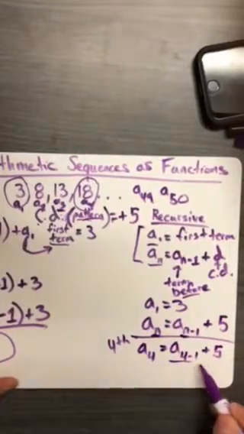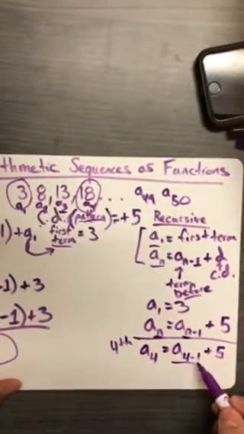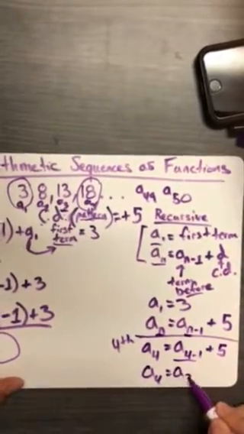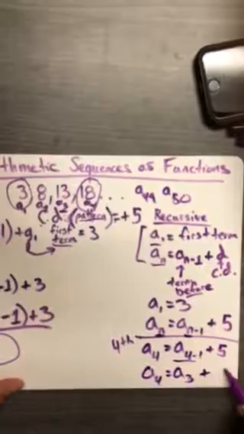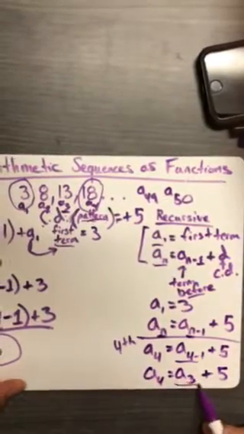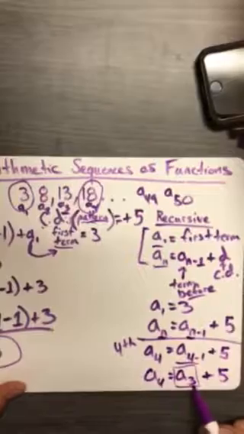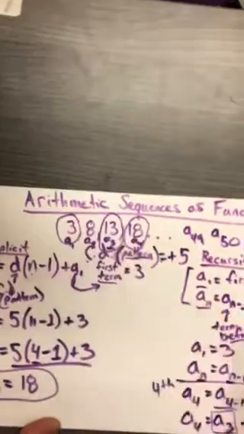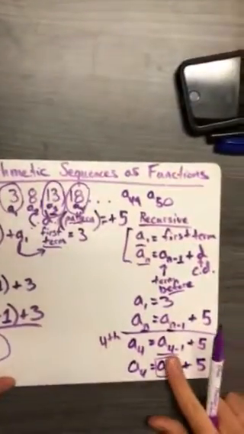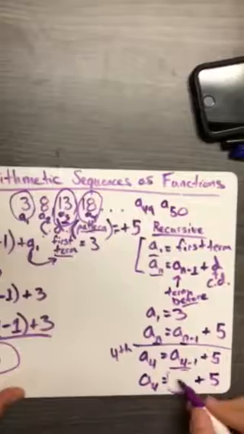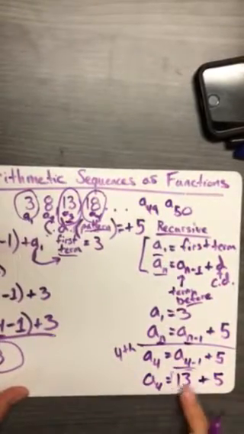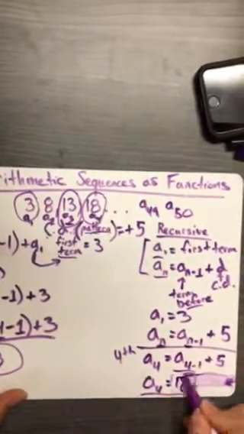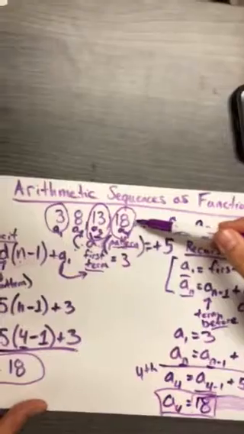This looks confusing, right? We still have a variable in here, but what you need to do is simplify a sub 4 minus 1 to a sub 3, because 4 minus 1 is 3, plus 5. What term do you need to know in order to find your fourth term? The term before it, which would be the third term. We look back at our sequence and see our third term is 13. So I substitute 13 for a sub 3, and 13 plus 5 equals 18. What's my fourth term? 18. And again, that matches my equation.